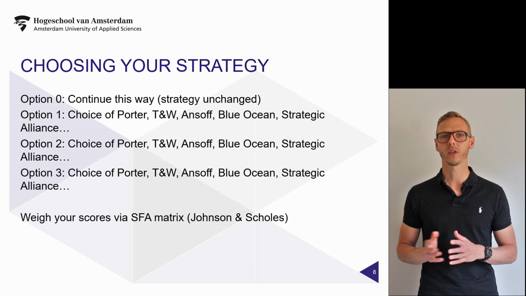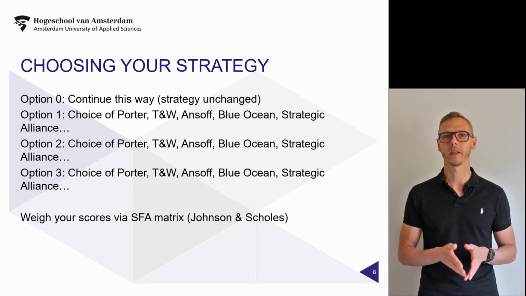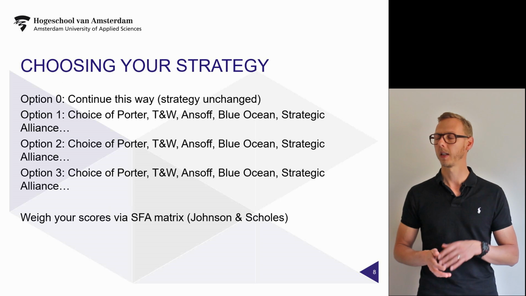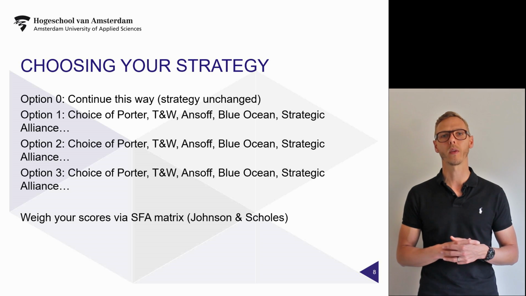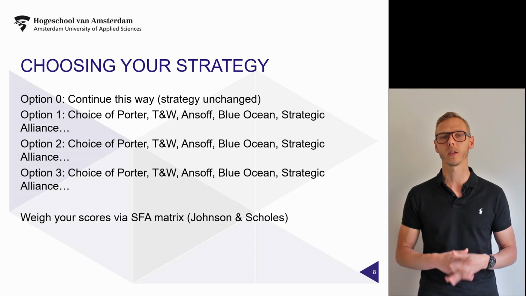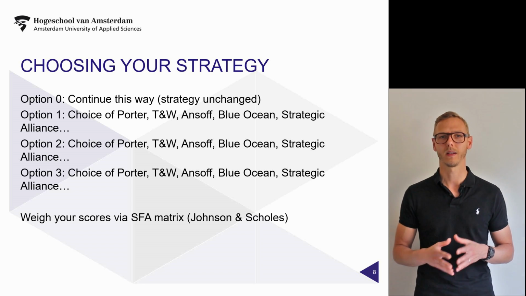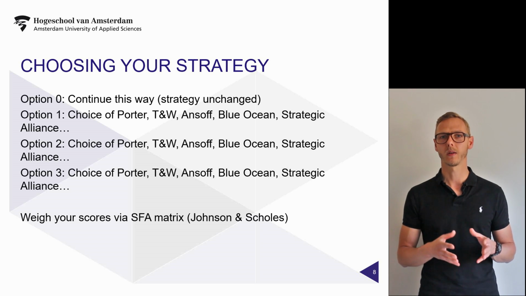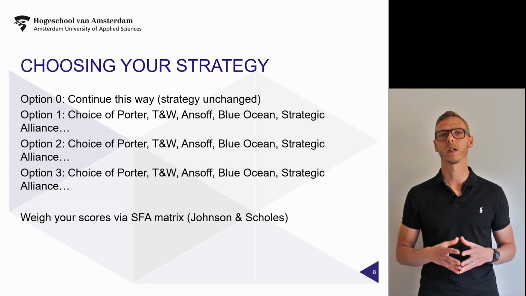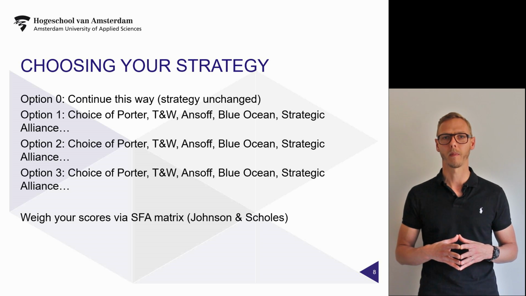Now you write down 3 different strategies. Option 0 is continue this way. Option 1, 2 or 3. You can pick from Porter, Treacy and Wiersema, Blue Ocean, Ansoff, maybe a cooperation, an acquisition, or work together with a company, for instance. A sustainable competitive advantage needs to be found to solve this problem. You do so by the SFA matrix. Please find that, look that up. Maybe I'll make a webinar of it, but you have to pick a certain strategy, and only the SFA matrix gives you an answer which is the best option to pick from.